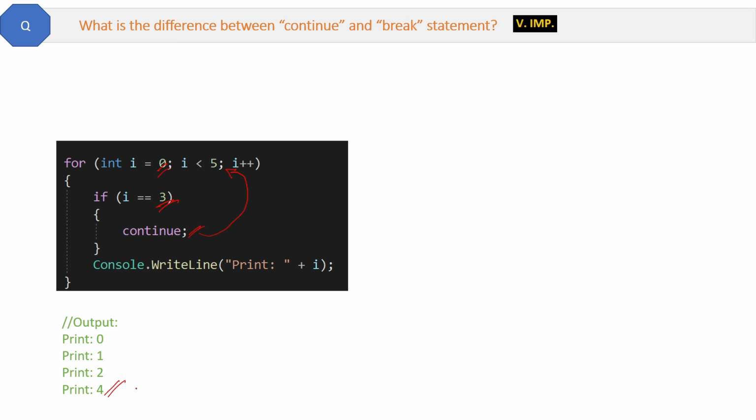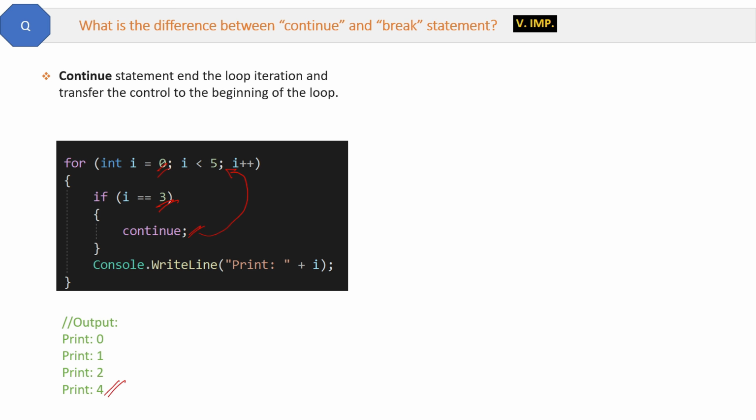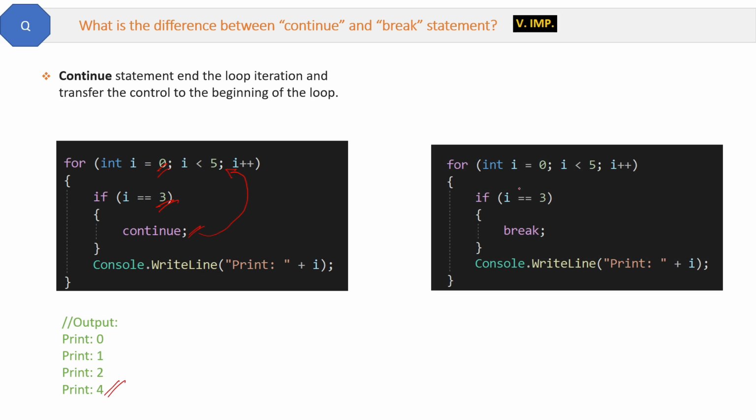So the definition is: the continue statement ends the loop iteration and transfers the control to the beginning of the loop. Now let me show you the break. Here is the code. The same code, but now it has break instead of continue.